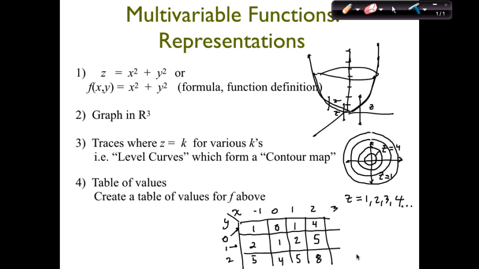So these are all different ways that we can represent a multivariable single-valued function: with a formula, with a surface in R3, with a contour map in R2, the xy plane, level curves, and with a table of values.